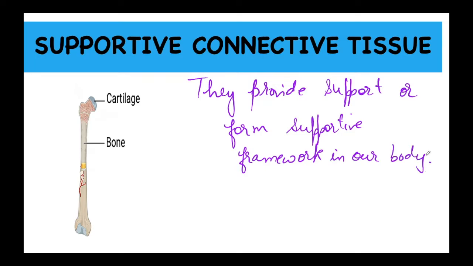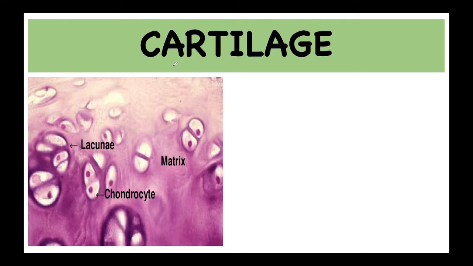And there are two types, bone and cartilage. First we are going to discuss cartilage. So cartilage is a non-porous tissue.